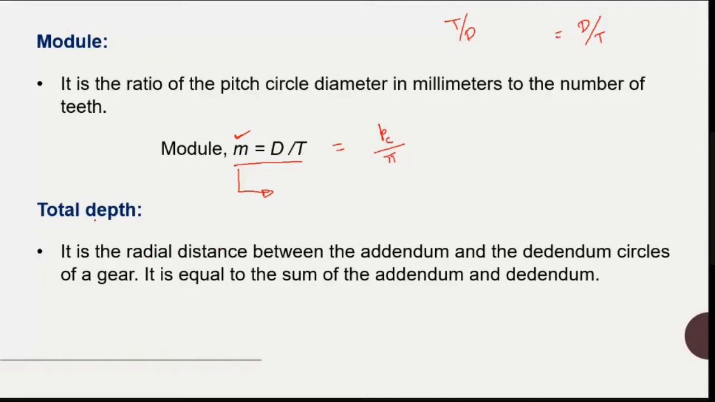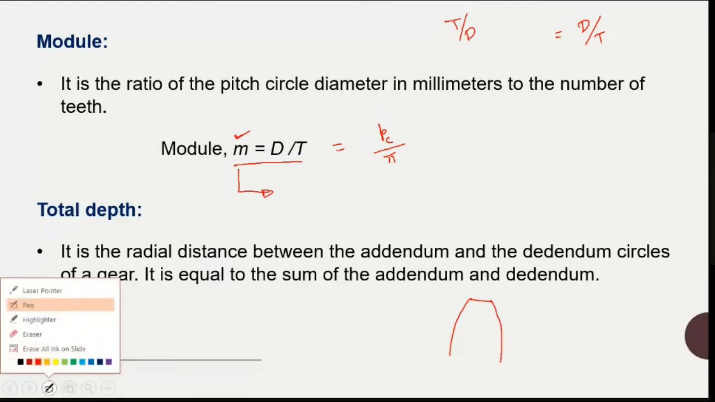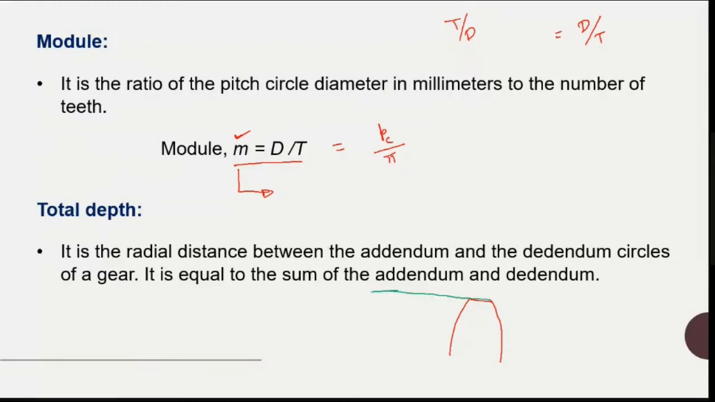Next, total depth. Total depth is the radial distance between the addendum and dedendum circles. If I want to identify the depth, for example, this is my gear. This gear will have an addendum circle like this, and the dedendum circle will be this. This is my pitch circle. This is the addendum, and this is the dedendum.